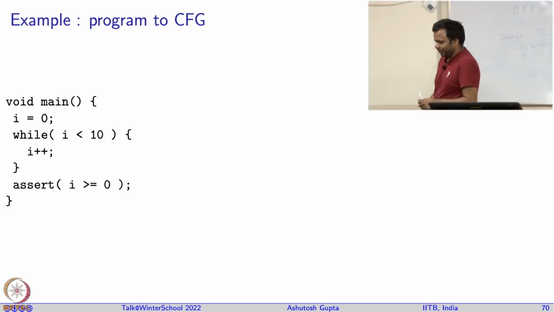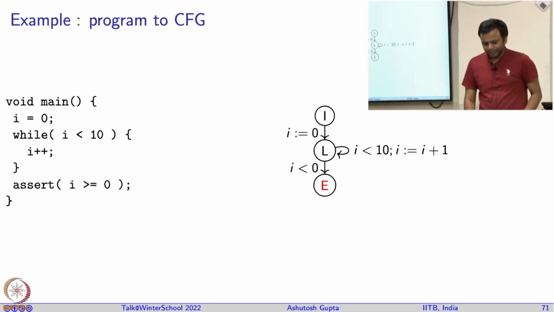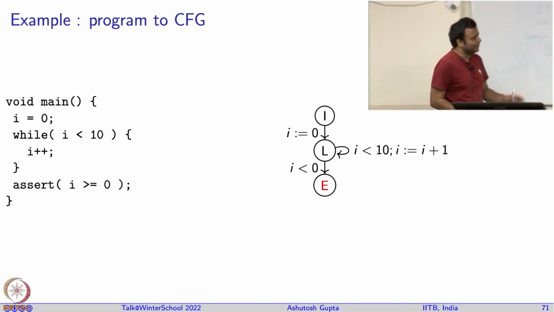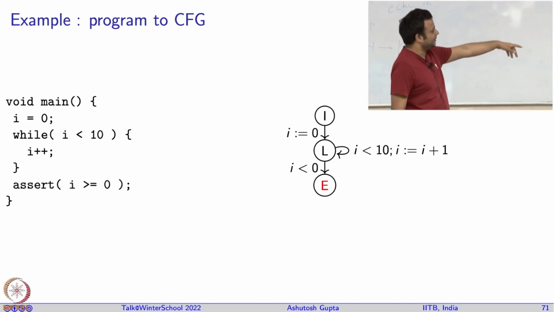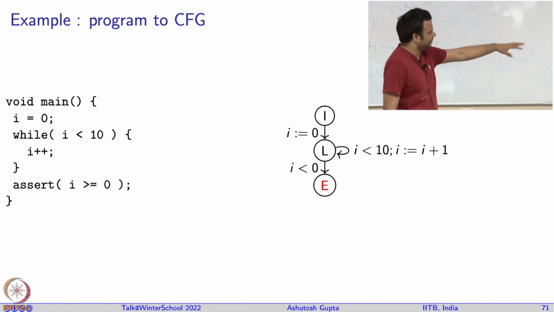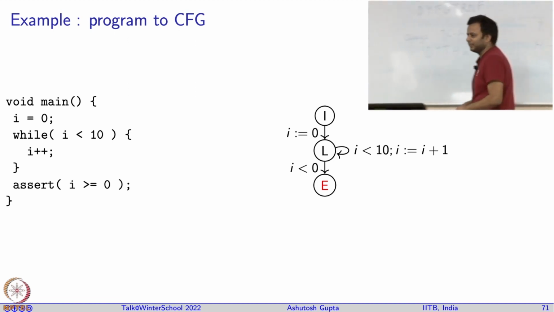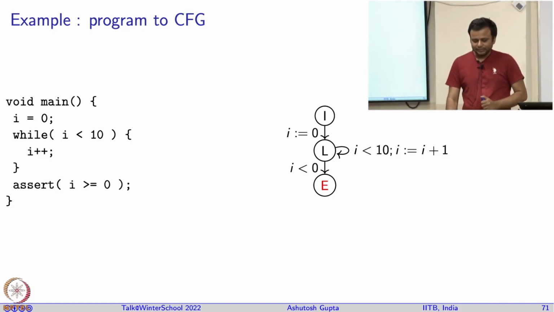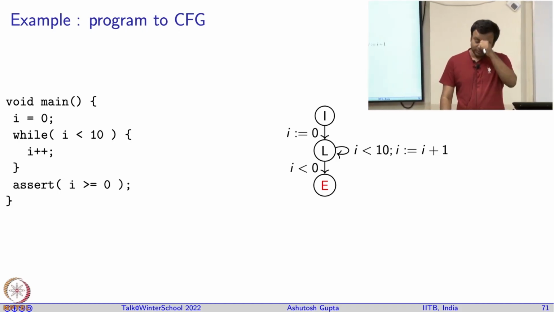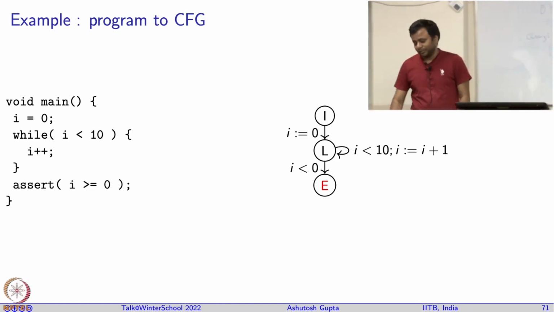So what happens is, you can write this program in a very nice manner: initial state, the loop, and the assert. This is a graph way of looking at the program rather than dealing with a complex mess. Okay, let's look at a tool.